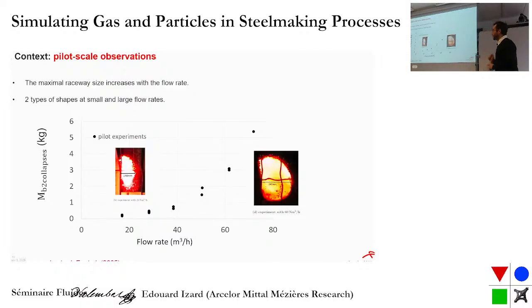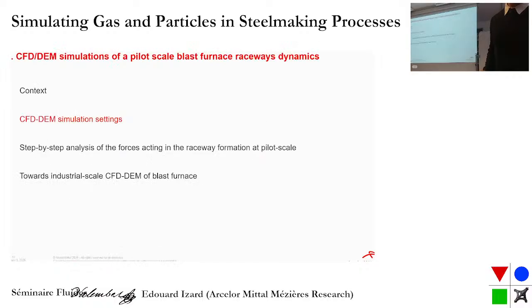So this mass is in fact not linear with the flow rate. So what we observe is that at small flow rates, we have a kind of plume shape in front of the injection. And if you increase sufficiently the flow rate, you end up with a kind of big bubble. So that's what we observed in this pilot.